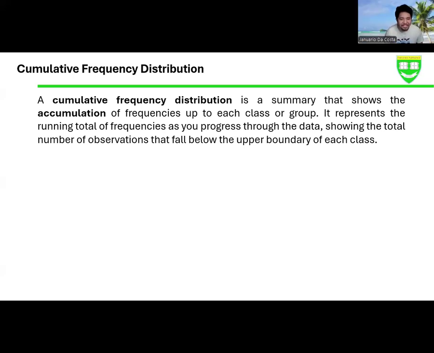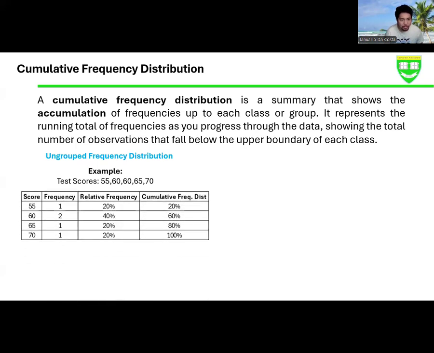Okay, so basically what it says is that, for example, this is the same example, the ungrouped frequency distribution. So basically, you already know how to get this relative frequency, right? So you know how to get this already. So the next one is cumulative frequency distribution. The first row, all you need to do is just transfer it from the relative to the cumulative. Just as simple as that.